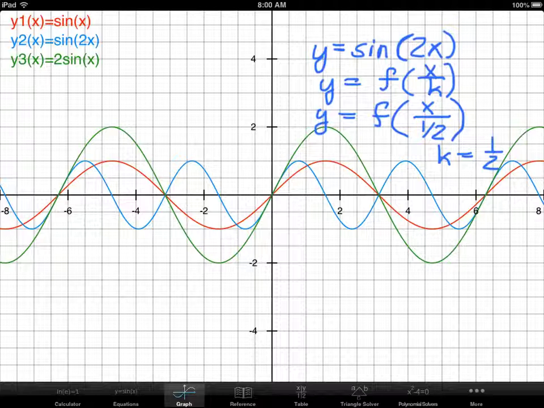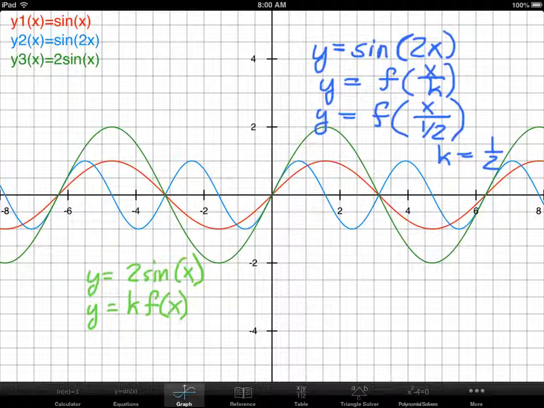All right, if we take a look at the green graph, we have y equals 2 sine of x. And this time, the 2 is on the outside. And so if you remember from our dilation equations, we have y equals k times f of x. And so in this case, I don't really need to do much else to find k. I know that k equals 2. So what's happening here is all of my y coordinates are being multiplied by 2.